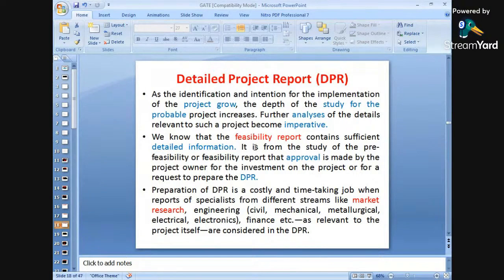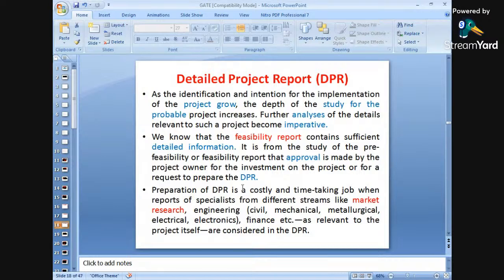We know that the feasibility report contains sufficiently detailed information. The different detailed information will also be considered in a feasibility report. That is the detailed project feasibility report. So it is from the study of pre-feasibility or feasibility reports that approval is made by the project owner for the investment on the project, or for a request to prepare the DPR.